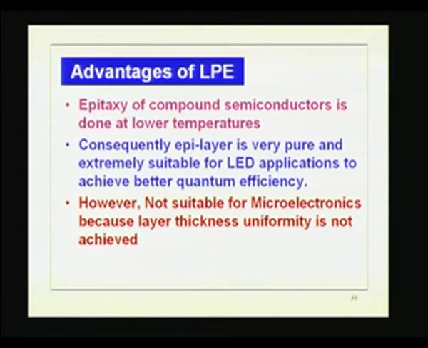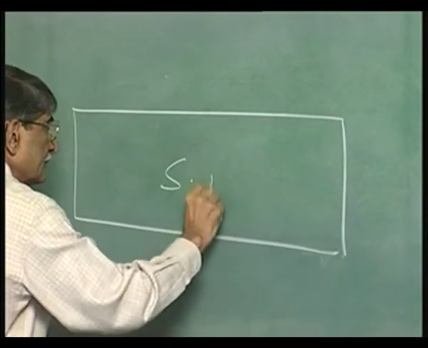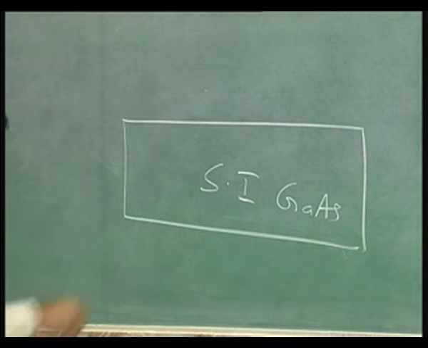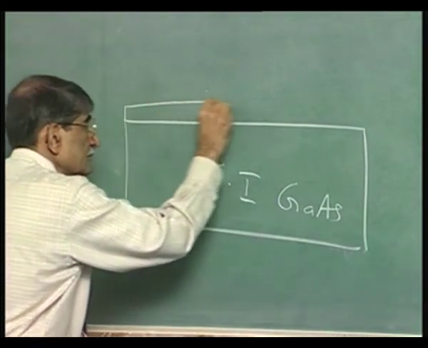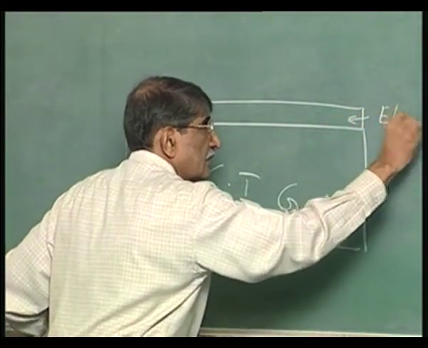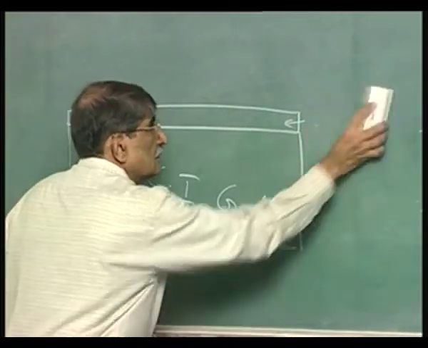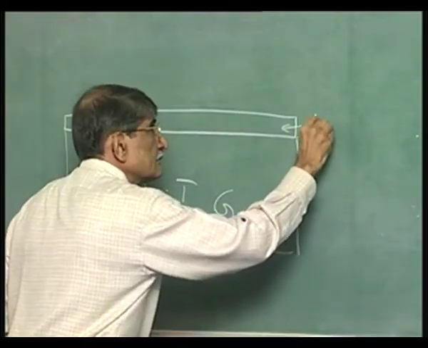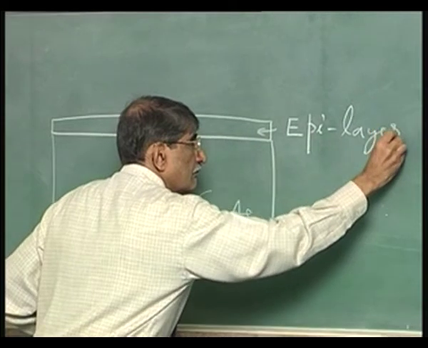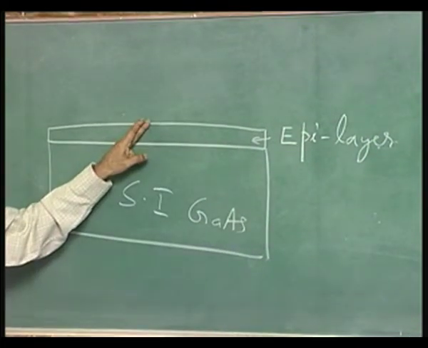But if you have a layer like this, if I have a semi-insulating gallium arsenide substrate, on the top of that you want to grow this layer. This is the epitaxial layer or epi layer. Okay? That is the epi layer. That must be uniform for microelectronics applications.